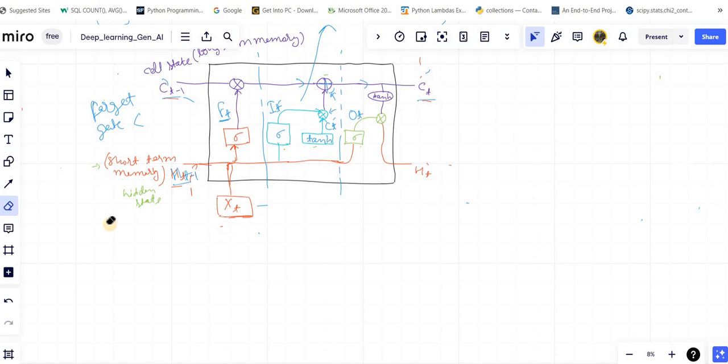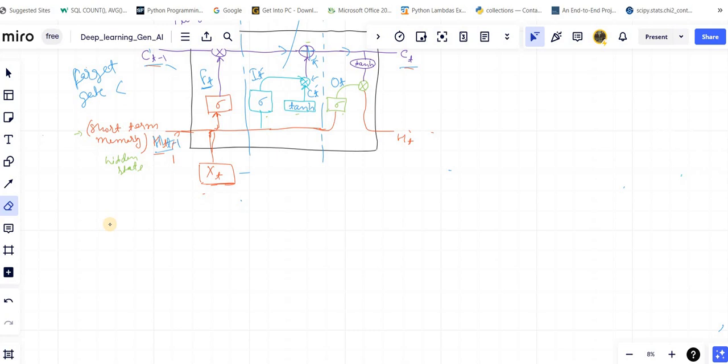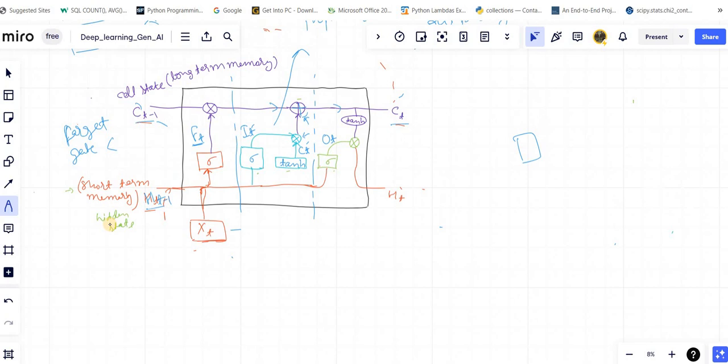Let's start. So we understand this is the neural network, the box which it is showing in this structure, and this structure with sigmoid means the output will be between 0 to 1, and if it is tanh, it will be from -1 to 1. Then this is the matrix multiplication, this is the matrix addition. That's it.